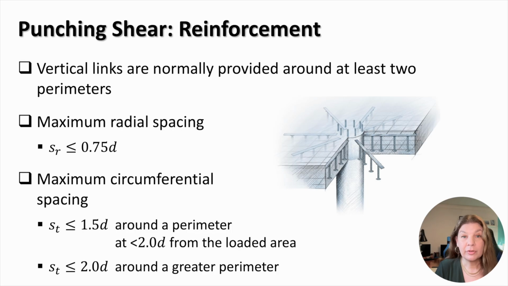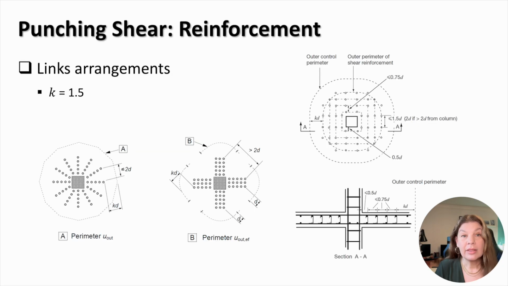The maximum circumferential spacing of links within the perimeter outstanding at least 2 effective depths from the loaded area should not be larger than 1.5 average effective depths. The maximum circumferential spacing of links within a greater perimeter should not be larger than 2 average effective depths. There are a few different methods for the arrangement of links around the loaded area. Here you can see 3 examples, including radial arrangement, band arrangement, and uniform arrangement.